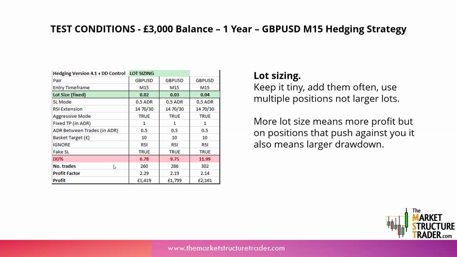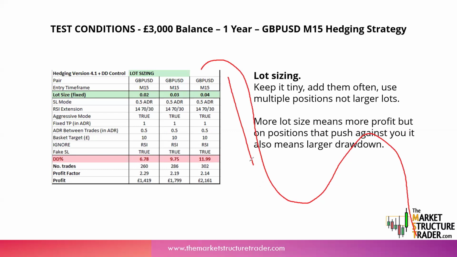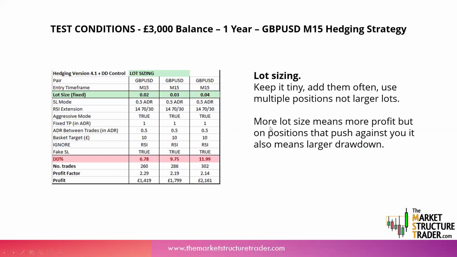So all you need to really take away from this is the bigger the lot size, the bigger the drawdown, which is fairly obvious because the market is going to move in exactly the same way. Okay, you're going to get into the same positions and go into the same amount of drawdown movement wise, in direction and pips, if you like. But if you've got a bigger lot size, the amount of money, which is what this measures, is bigger. Okay. So more lot size means more profit, but on positions that push against you, it also means larger drawdown.